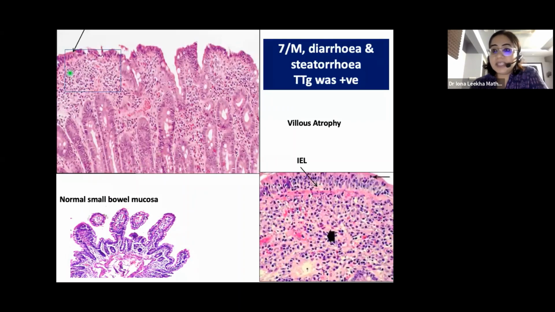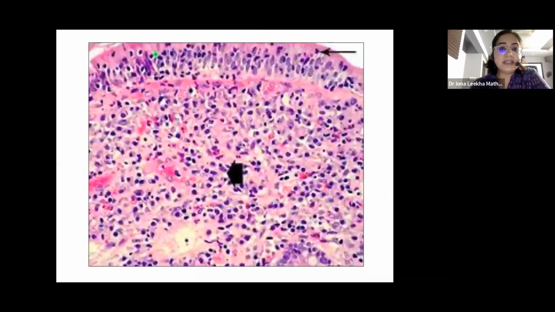Another feature which we see, which is important, is the presence of intraepithelial lymphocytes. You can see there is a higher view of this area. You can see the lymphocytes, these dot-like structures infiltrating the enterocytes. Here again, you can see these lymphocytes infiltrating the surface enterocytes.